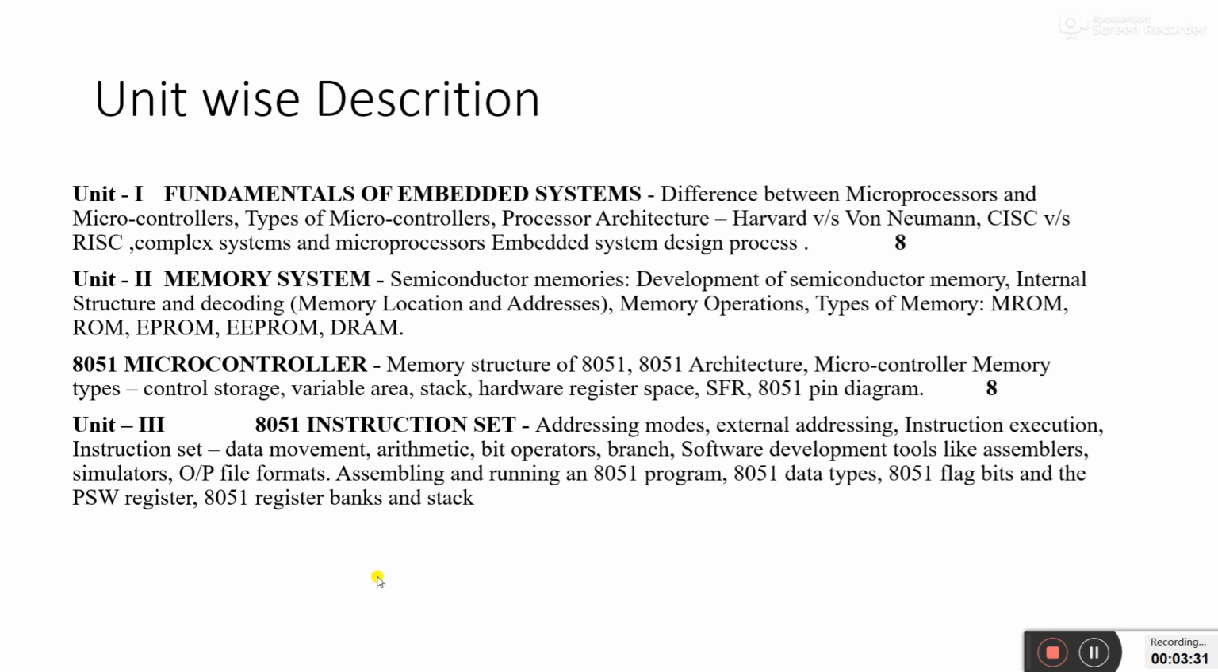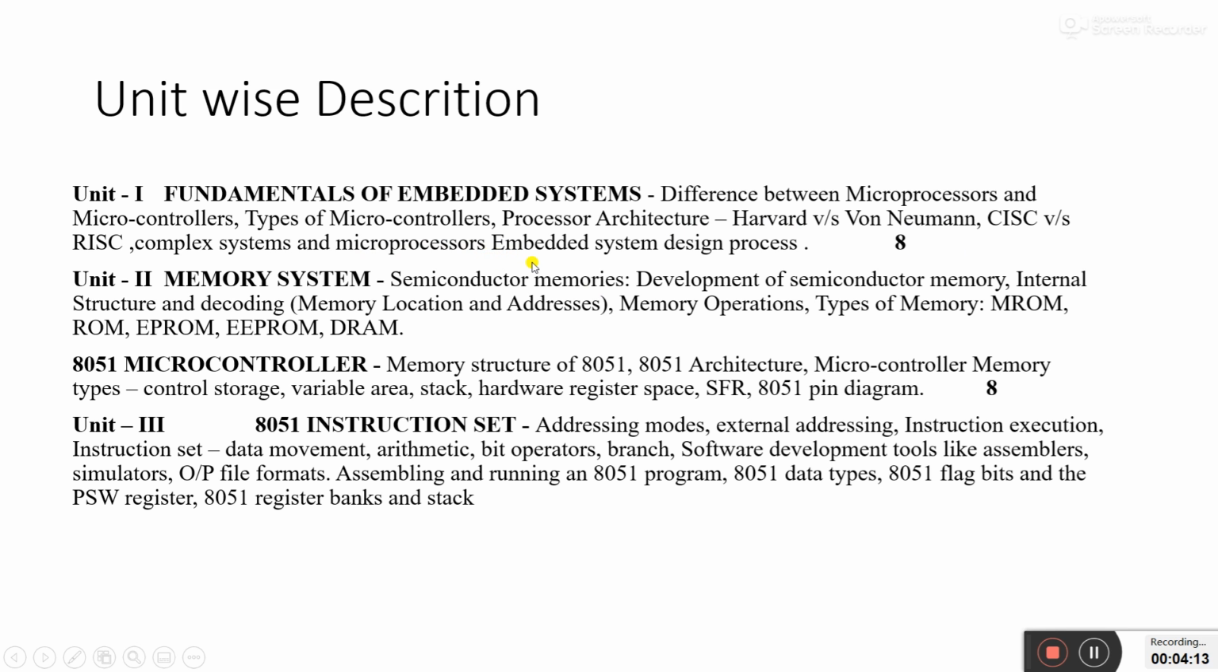Next, let's go through the unit-wise discussion of our syllabus. In unit 1, you will find the fundamentals of embedded systems. In this, you will learn the difference between microcontrollers and microprocessors, the types of microcontrollers, and the processor architectures: the two popular ones, Harvard and von Neumann architecture, and CISC and RISC type architecture, complex systems and microprocessors.